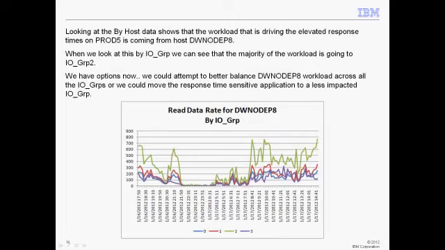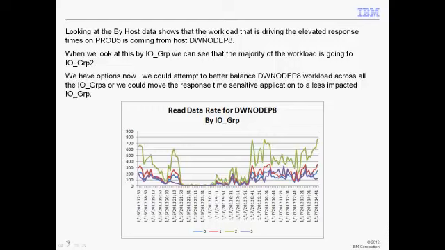Again, looking at the by host data shows that the workload that is driving the elevated response times on prod5 is coming from host DW node P8. When we look at this by I/O group, we can see that the majority of the workload is going to I/O group 2. Now looking back at the by preferred node view for volume 4, we see that volume 4 is sharing I/O group 2 with host DW node P8. So what's happening here is the additional workload DW node P8 is putting on I/O group 2 is stressing the I/O group to the point where other volumes on I/O group 2 are being impacted.